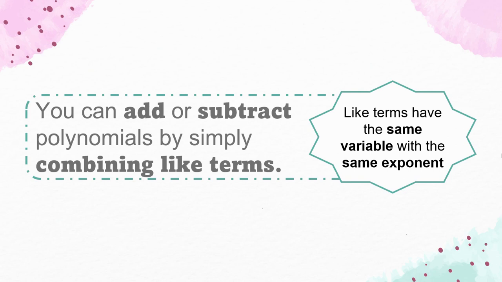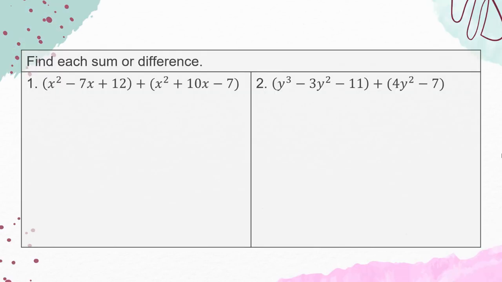You can add or subtract polynomials by simply combining like terms. Remember that like terms have the same variable with the same exponent. So finding the sum, we have this trinomial plus this trinomial. Look for the terms that have the same variable with the same exponent. So I've got an x squared plus an x squared. There's an understood 1 coefficient in front of both of them. So combining those, we would get 2x squared. And then I have minus 7x plus 10x. Add their coefficients. Negative 7 plus 10 is 3, so we get 3x. And then the constants 12 plus negative 7 gives us 5.